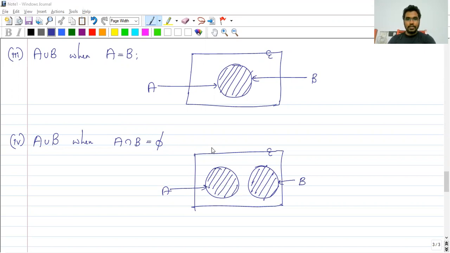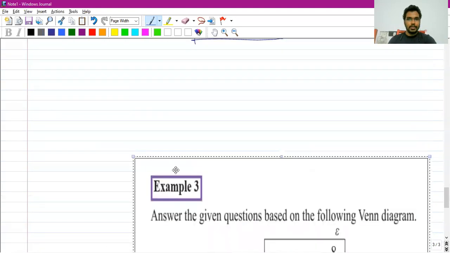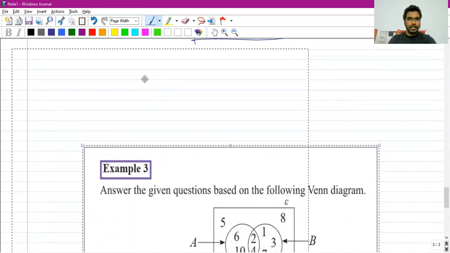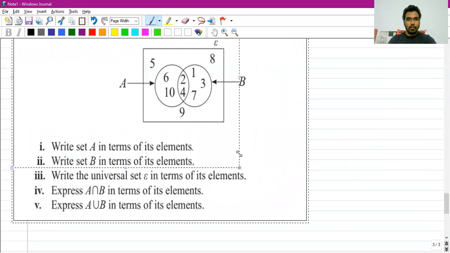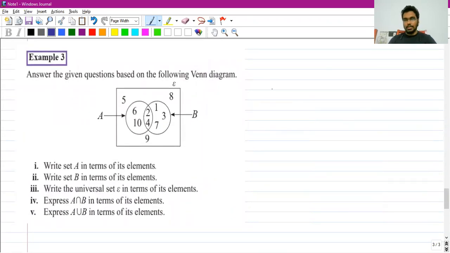Okay. Now shall we move to a few examples? Yes, shall we move to 2 examples? Example 3. Shall we do it this way? Shall we do it fast? You can pause this video and try this question, and after that you can check the answers with what I discussed. So you can pause the video now. I will start discussing the answers now.